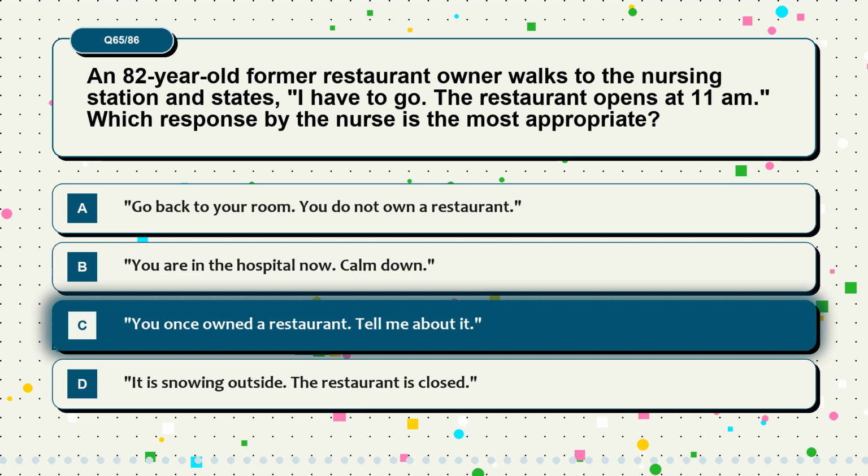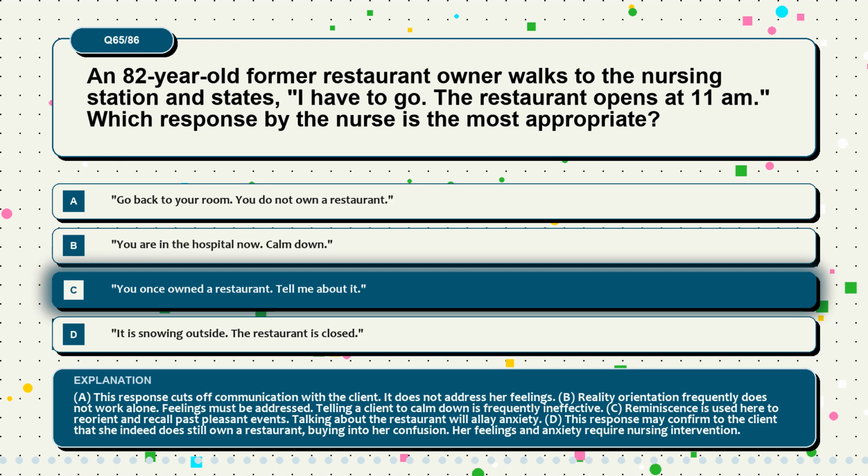The correct answer is option C. You once owned a restaurant. Tell me about it. A. This response cuts off communication with the client. It does not address her feelings. B. Reality orientation frequently does not work alone. Feelings must be addressed. Telling a client to calm down is frequently ineffective.